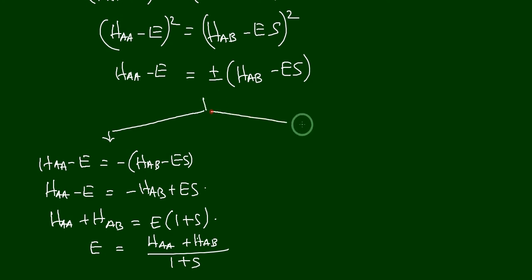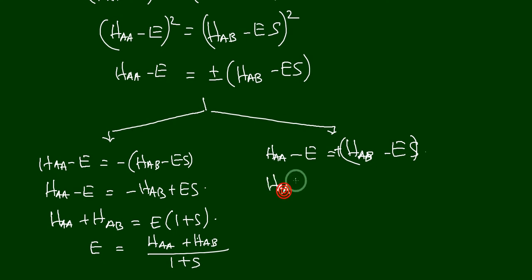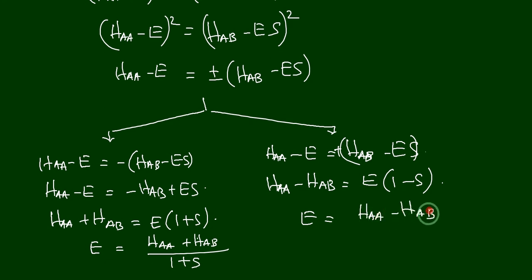And we have another condition from here, that is HAA minus E can be equal to plus (HAB minus ES). Okay, positive quantity of this one, plus of this one, that is HAA minus HAB is equal to, the E will go to the other side, then E into (1 minus S), right? So E is equal to (HAA minus HAB) divided by (1 minus S). So we have two expressions for E, the energy here.